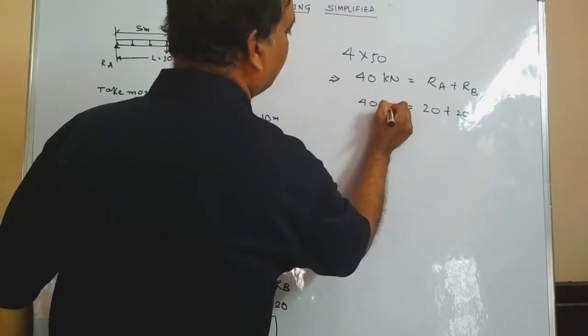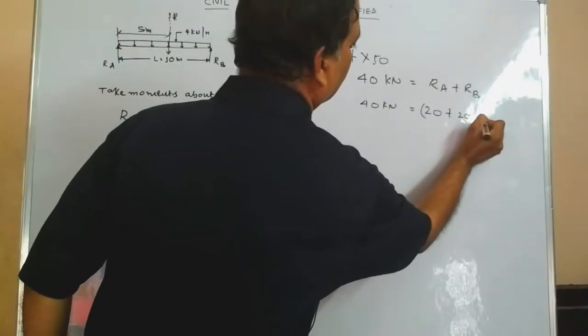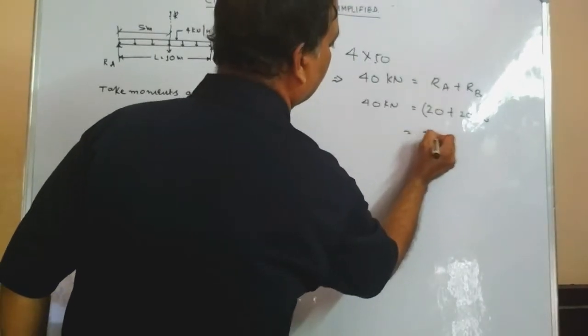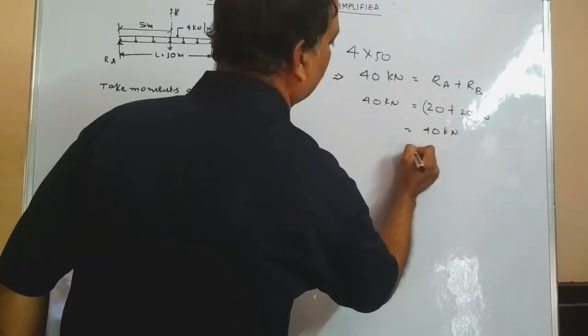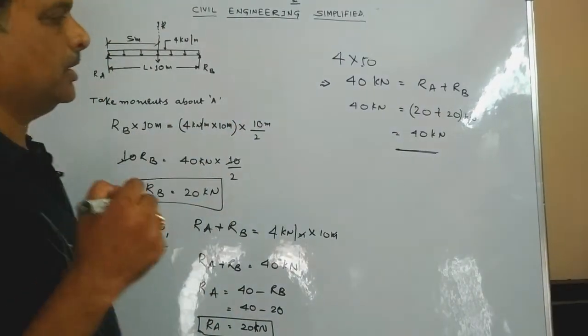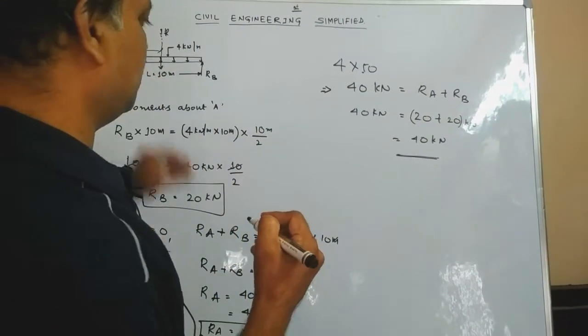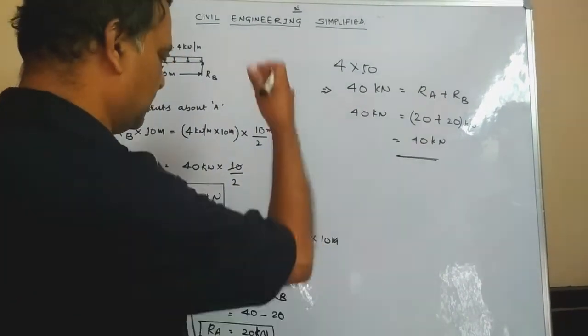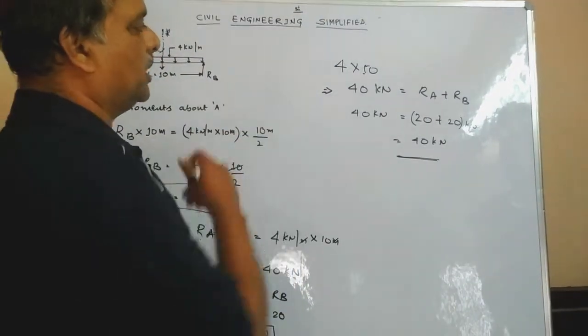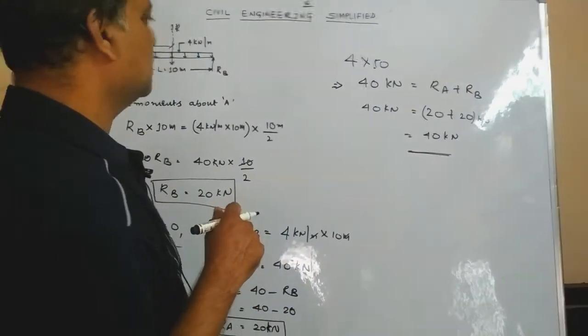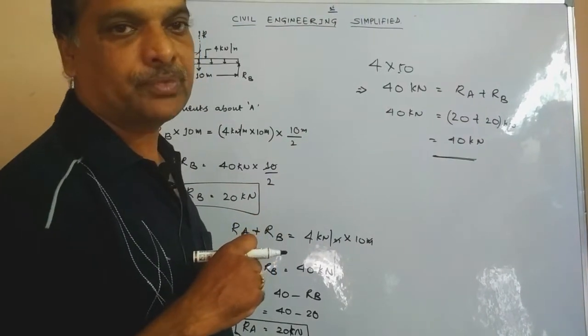So 20 plus 20 is nothing but 40 kilonewton. Hence, whatever we have calculated, the reaction for this simply supported beam is correct. So this is a simple cross check for calculating the support reactions for a beam subjected to UDL.